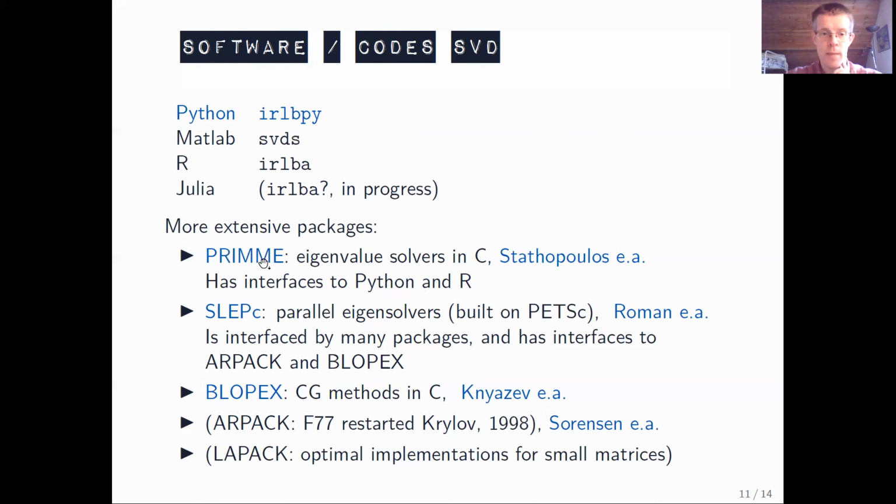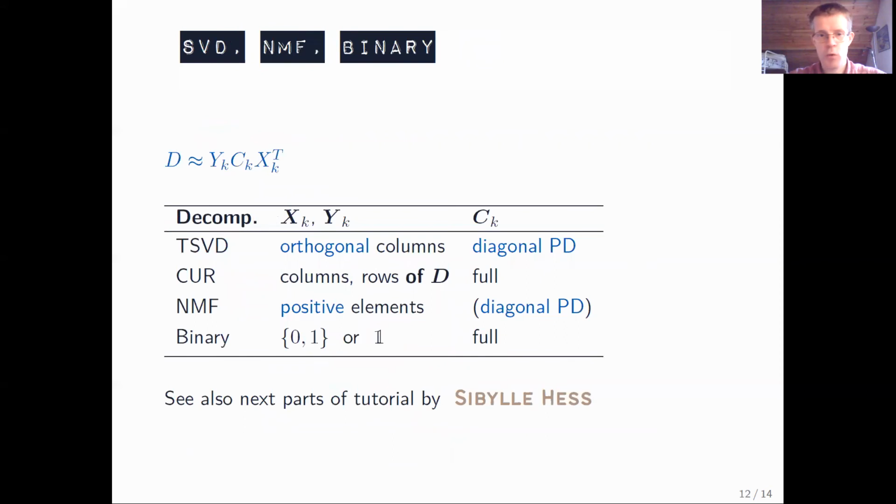And for instance, this PRIMA or this SLEPc, it is developed by some of our colleagues, but at the same time, I would say it's industrial quality software, so developed in academia, but it is definitely a very, very fast and optimized package, and yeah, very popular for applications. So I'm going to make a bridge to the main parts of this tutorial taught by my colleague Sibyl.